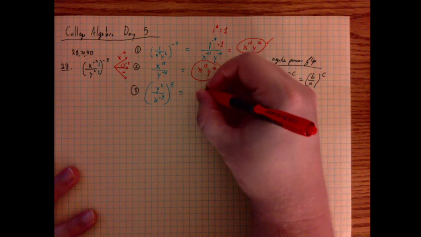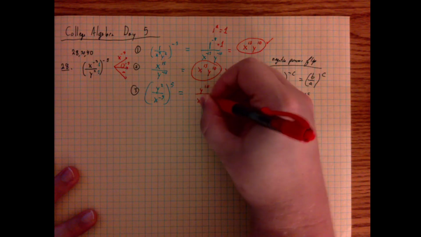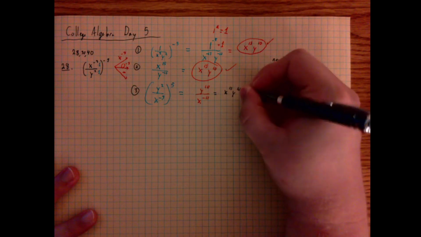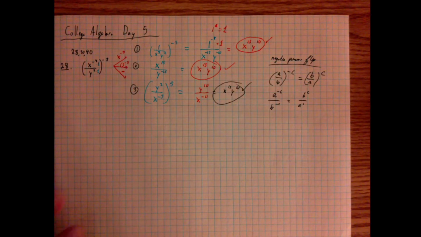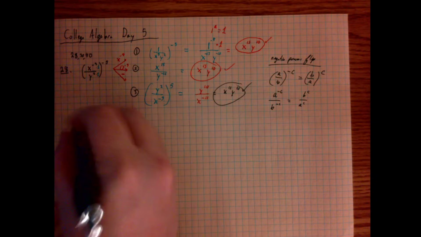I just distribute the 5, so it becomes y to the 10th over x to the negative 15th, and that negative 15th power would go to the top, becoming x to the 15th, y to the 10th, which tells me that it worked. I made good choices. So in this kind of problem, note that the different ways you can approach it and how you can get the solution really can affect how we get to the answer. Let's now look at 30.